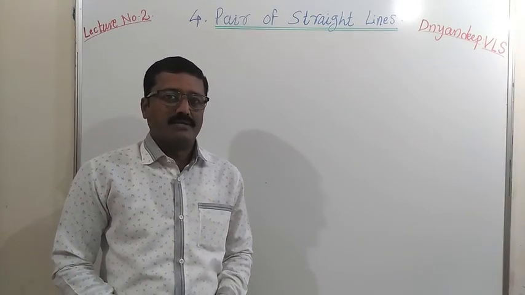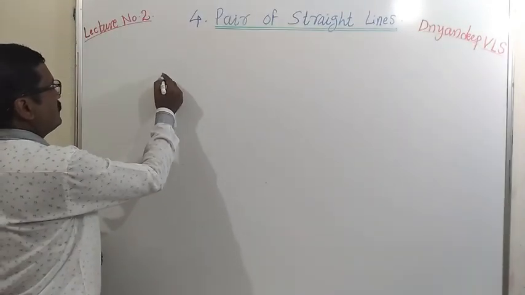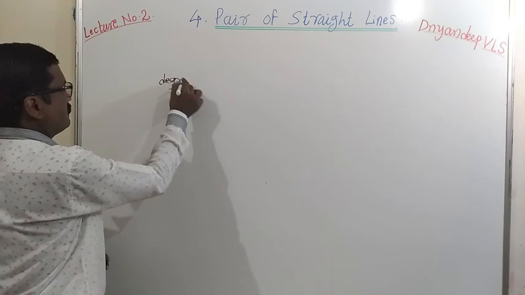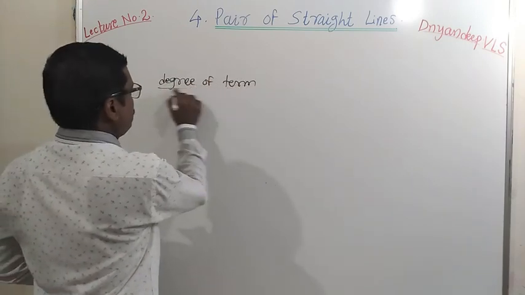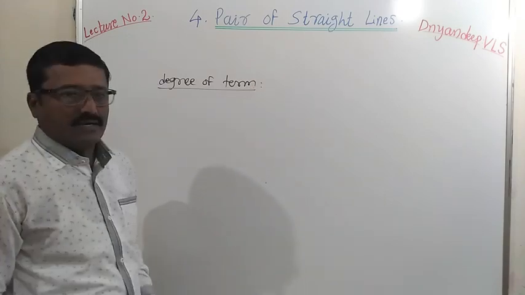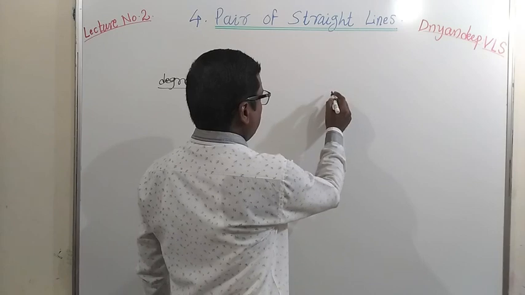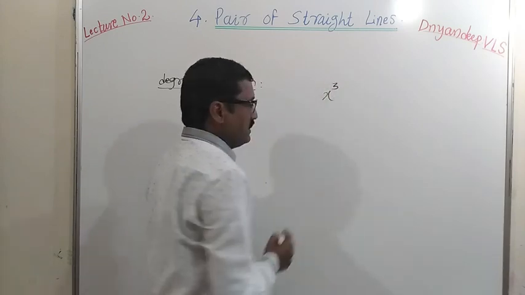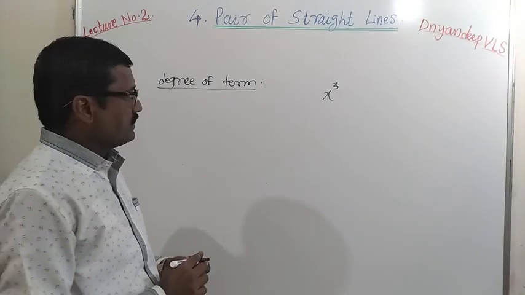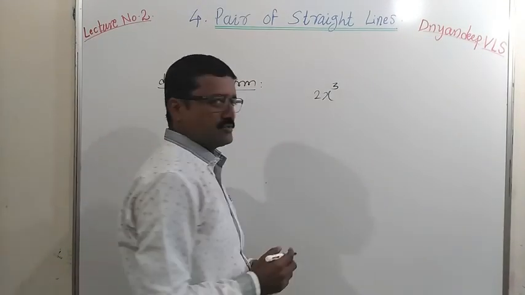Before that, we will start with the degree of a term. You know, degree of term. We have learned the concept of indices. Suppose here variable x is given and its index or power is 3. Then this is x cube. This is the x cube term. We can take its multiple also, 2x cube.